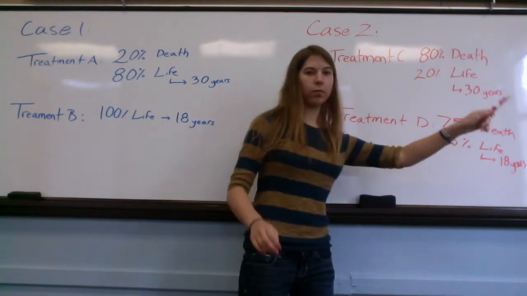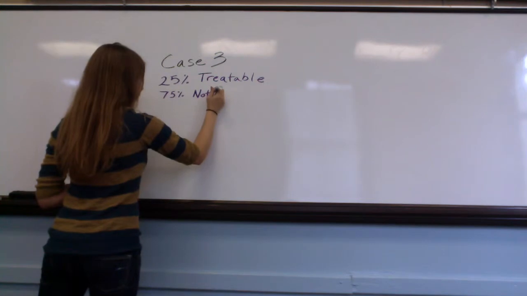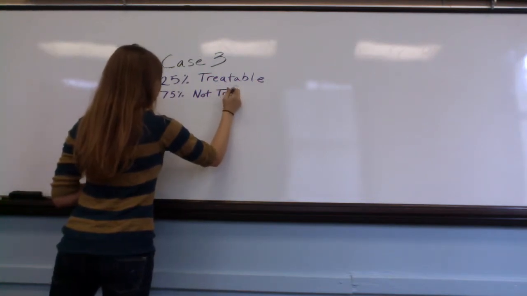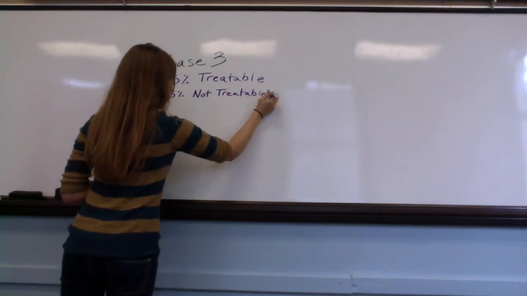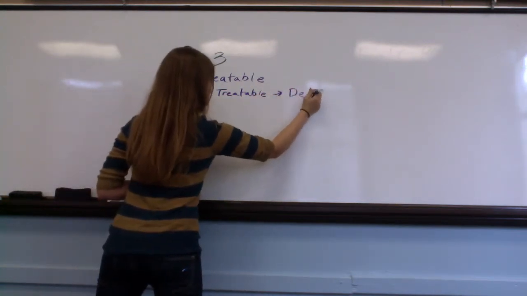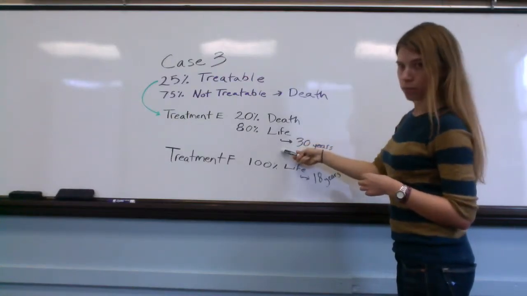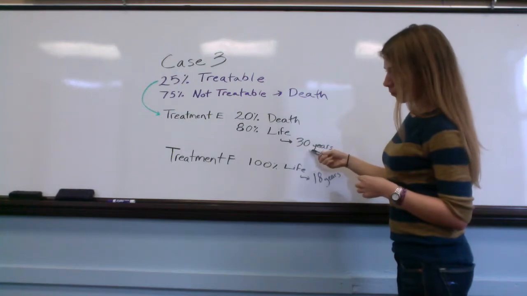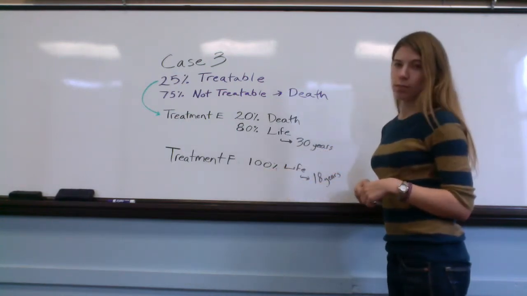longevity of 18 years. In the third and final case, there was a slightly different adjustment to the scenario. There was a 25% chance that the tumor was treatable and a 75% chance that it was not. If the tumor was not treatable, death would be imminent. If the tumor was treatable, then the outcomes of the treatment could be one of 2 options. Treatment E offered a 20% chance of imminent death and an 80% chance of a normal life with an expected longevity of 30 years. Treatment F gave the certainty of a normal life with an expected longevity of 18 years.